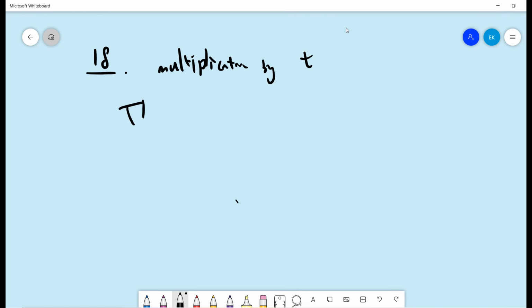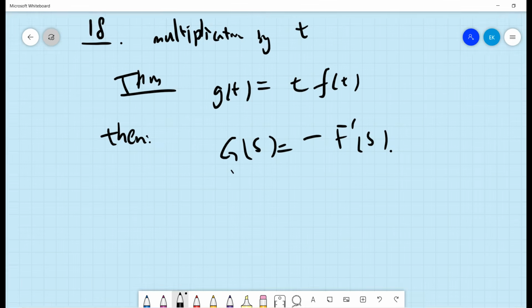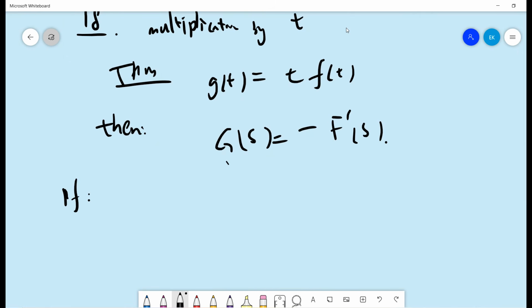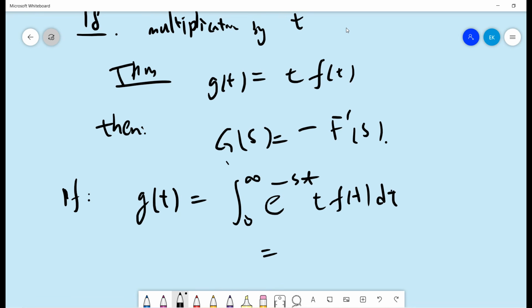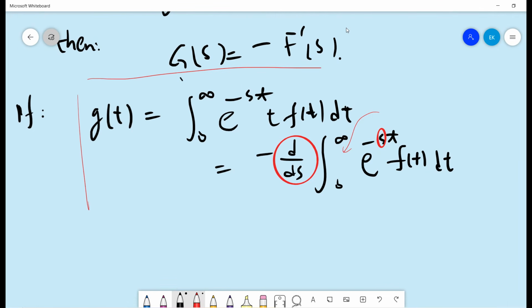The theorem is that suppose g of t is just t times f of t, then the Laplace transformation G of s is minus F prime of s. The proof is very simple. If you look carefully, you will notice that minus d over ds of the integral from 0 to infinity of exponential minus st f of t dt brings down a t, because when you differentiate with respect to s, a minus t comes down. So this is the proof.